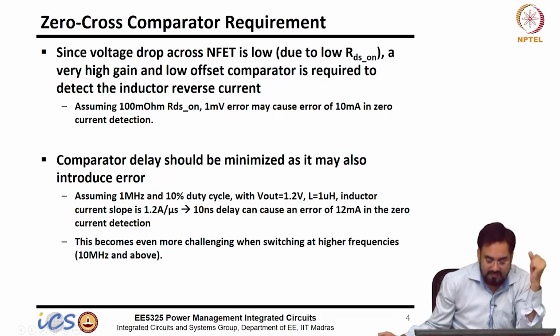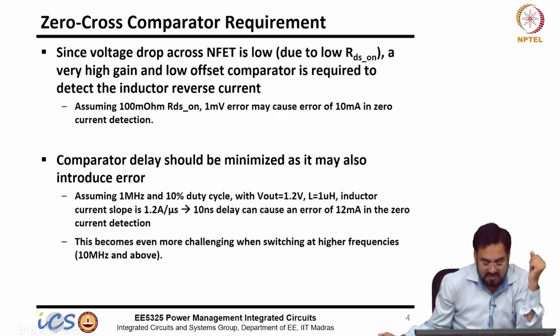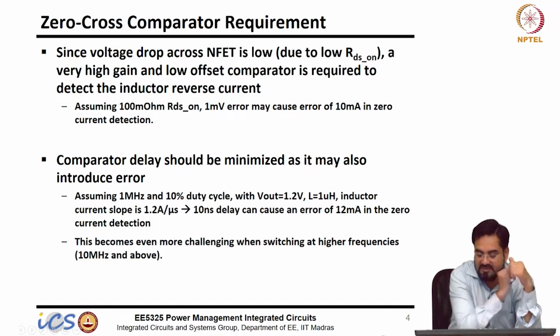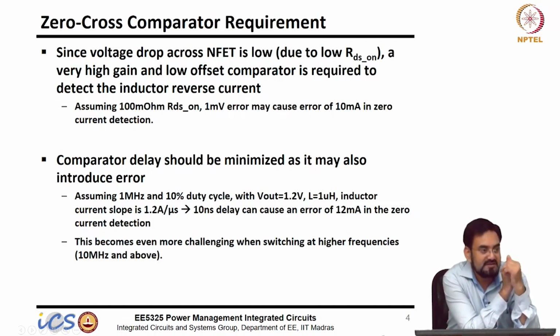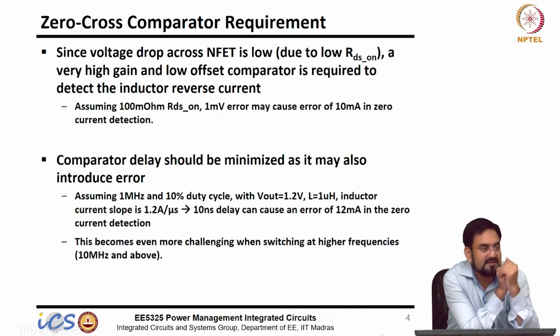And if you increase the frequency and are operating at 10 megahertz, now you can think about 1 nanosecond causing a 10% delay. So you would be looking for on the order of hundreds of picosecond, a very fast comparator. So first, you have to get rid of the offset, and you have to make sure the gain of your comparator is very high. The other thing is that delay should be minimized.